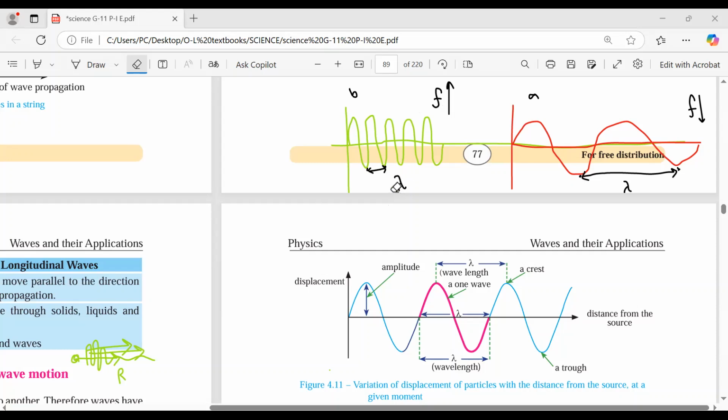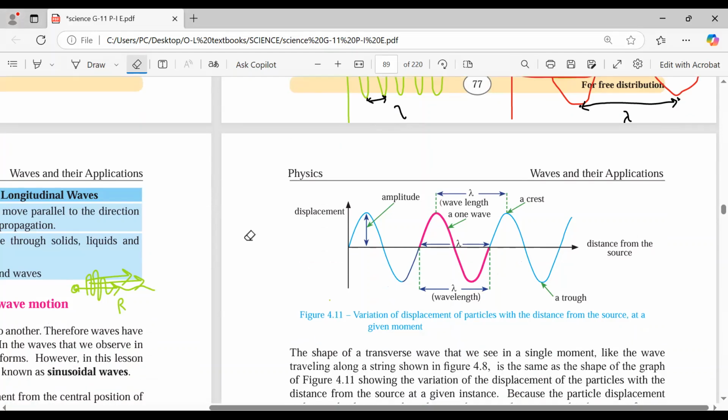So what is the ultimate part that you have to understand? When the wavelength is decreasing, frequency is high. When the wavelength is increasing, frequency is low. We call wavelength lambda. This symbol is called lambda. Okay. So let's go over here.